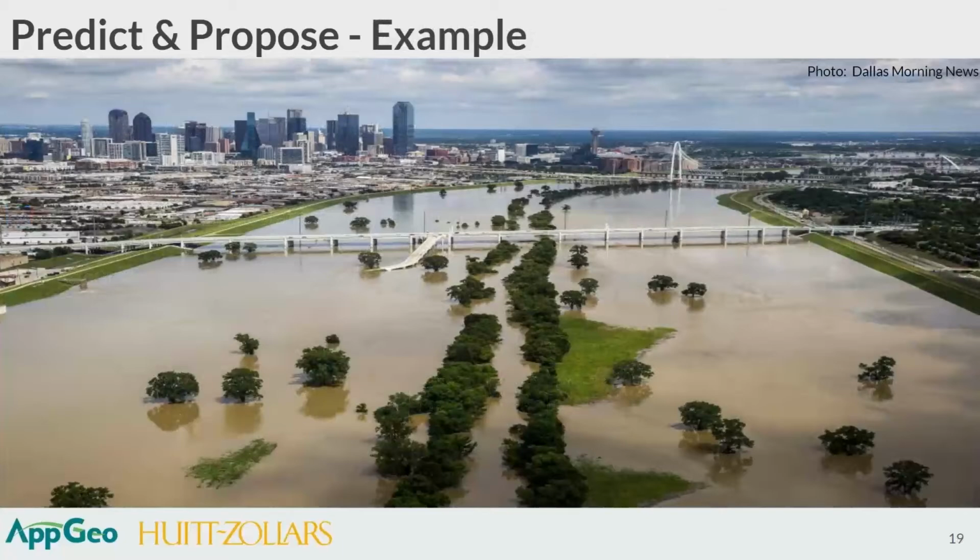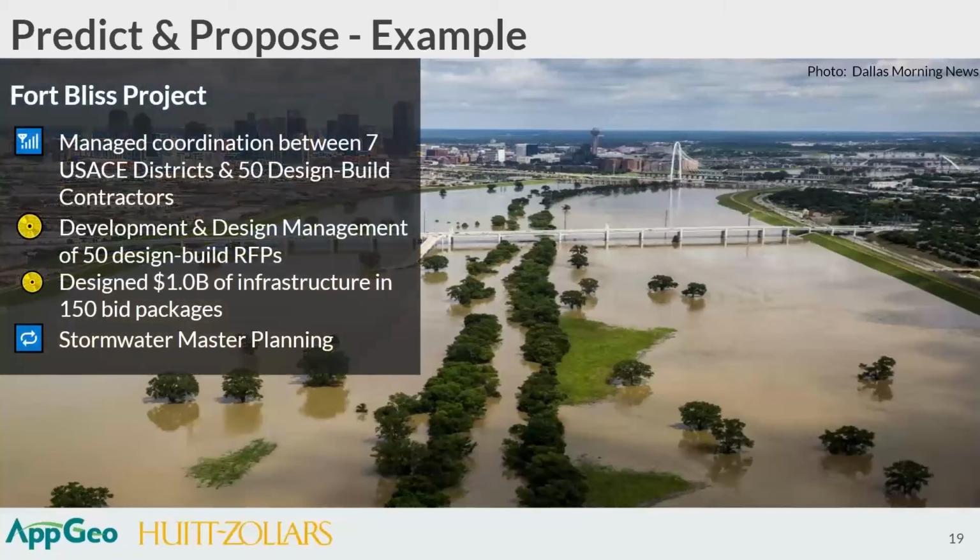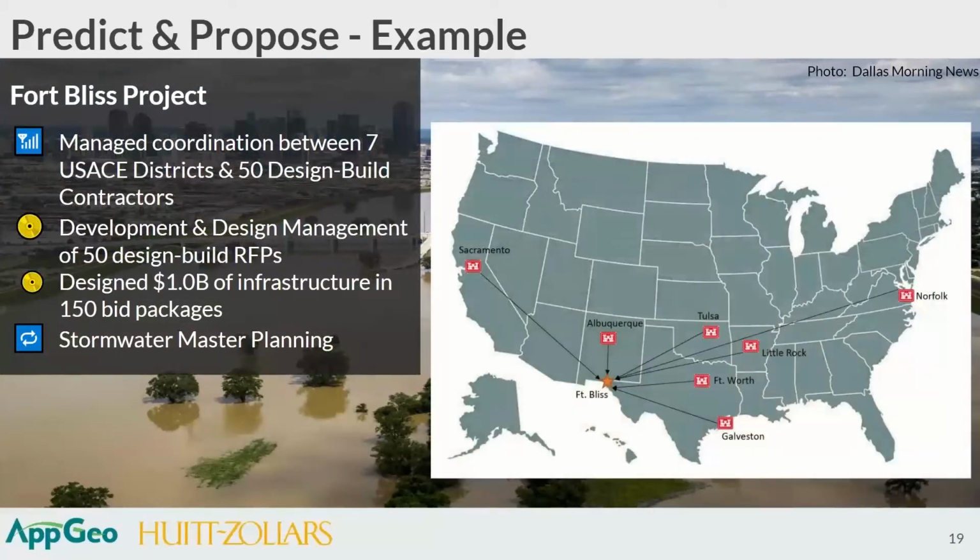So real quick, an example of data management and coordination and collaboration. Our Fort Bliss expansion project was a major military construction program that is unequaled in the history of the Corps of Engineers in carrying out a $4.8 billion expansion program over a 7-year period. This was an enormous communication, collaboration, and coordination effort. As a part of a joint venture, our efforts included managing the coordination between 7 core districts and 50 design build contractors, developing and managing the 50 design build RFPs.